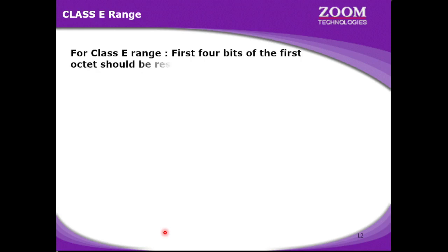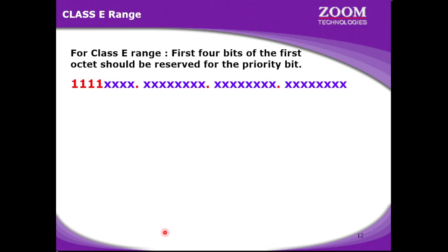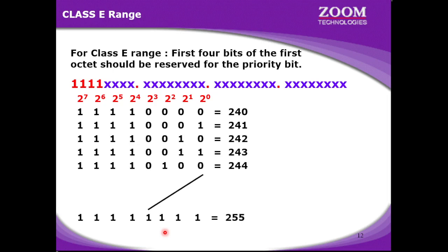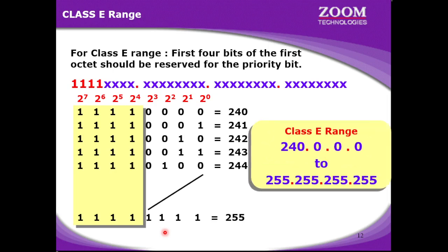Okay? For Class E, the first 4 bits of the first octet should be reserved for the priority bit. So, 1111. And it's either combinations of zeros and 1 yung kasunod. So, first octet ulit tayo. So, we have 11110000. So, it's 240, 241, 242, 243, 244, hanggang sa maximum tayo ng 255. Okay? So, Class E range starts from 240.0.0.0 hanggang doon sa pinaka-maximum natin na IP address, which is 255.255.255.255. Okay?